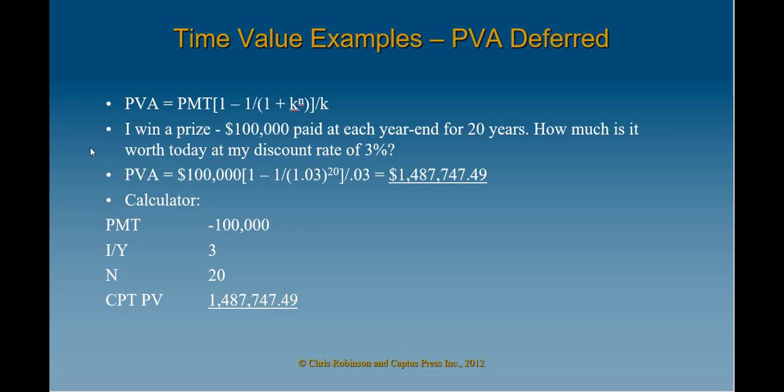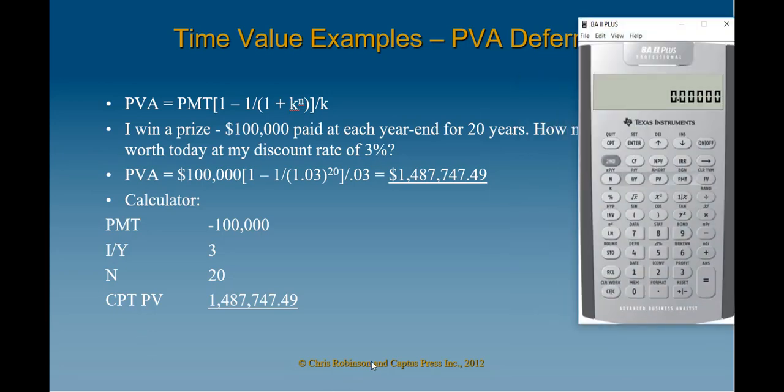Okay, now we're going to be looking at the present value of an annuity deferred. So in this example, it says I win a prize, $100,000 paid at each year end for 20 years. And we want to know how much is it worth today at my discount rate of 3%. So it's a present value question. So let's bring up the financial calculator again. And let's start from the right-hand side and work our way back to the left.